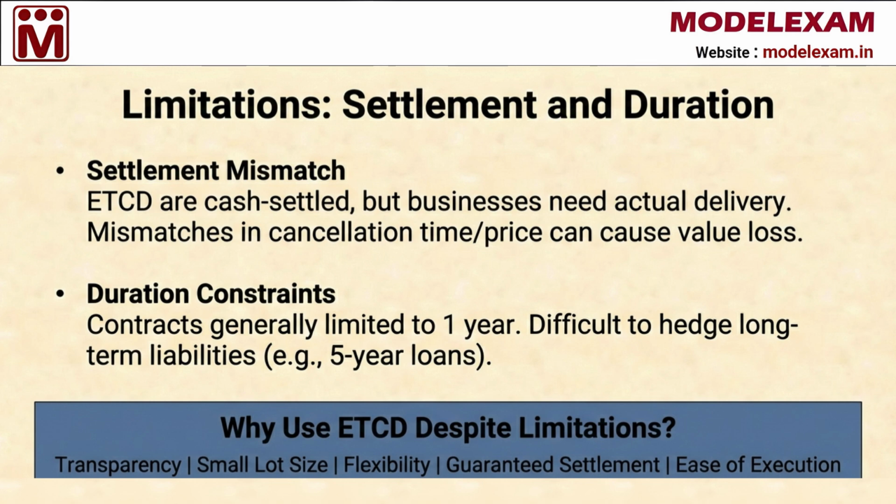Even with these limitations, exchange traded derivatives remain a very popular choice. The transparency of the market, the ability to trade in small lot sizes, and the flexibility they offer are huge advantages. Most importantly, the clearing corporation guarantees that every trade will be settled, providing a level of safety and ease that often outweighs the minor mismatches in dates or amounts. Following the rules set by FEMA, the RBI and SEBI ensures that these powerful tools are used responsibly by everyone in the market.